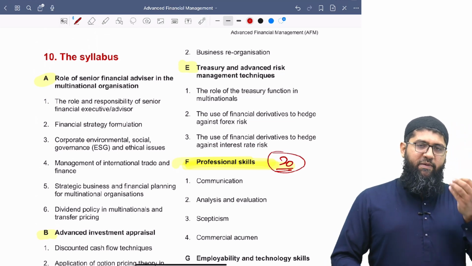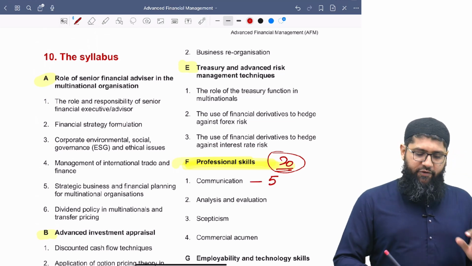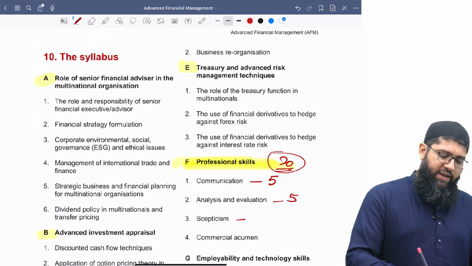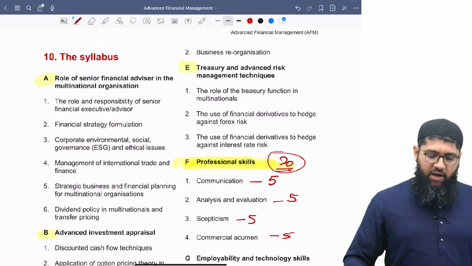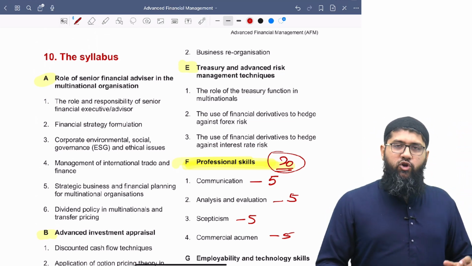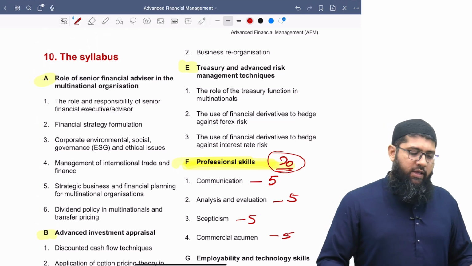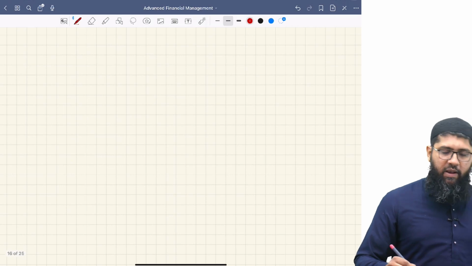Now, what are those 20 marks introduced for? You would be allocated 5 marks for communication, 5 marks for analysis and evaluation, 5 marks for skepticism, and 5 marks for commercial acumen. Now, how are these going to impact you while you are attempting the AFM paper? Let me guide you a bit.